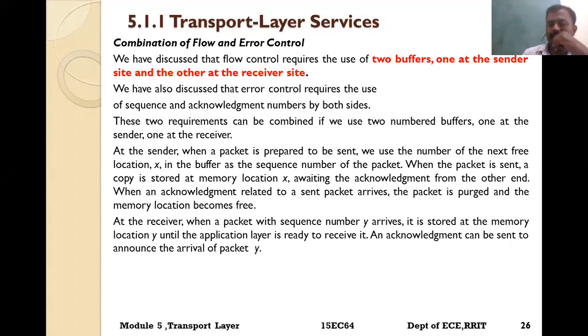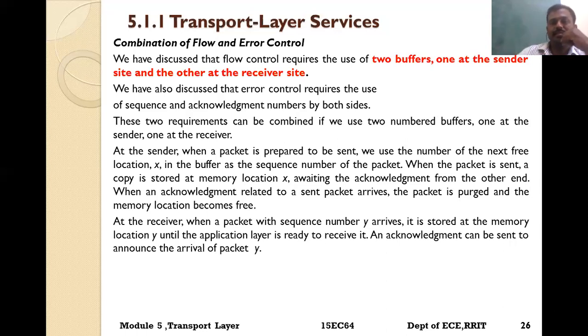The acknowledgement tells us that the particular packet has been received safely and correctly. So until the acknowledgement has been received, the memory location will not become free. Similarly, at the receiver you will also have a buffer. The receiver buffer is used to pass information to the application layer. Whatever packets the transport layer gets from the network layer should be sent to the application layer. Once the application layer has processed them, the memory location can be freed.